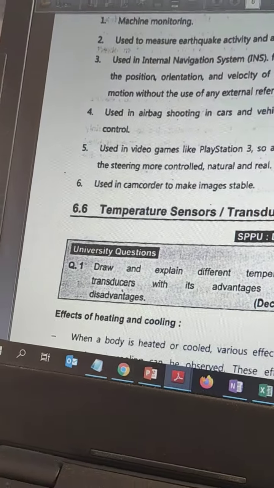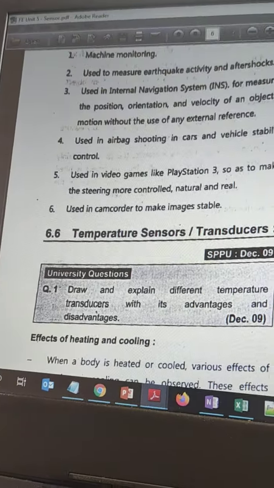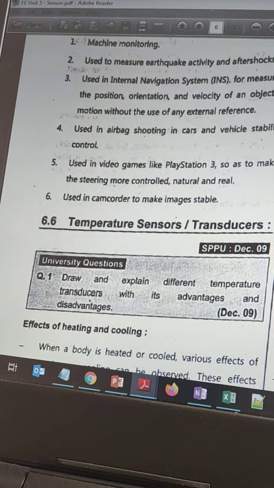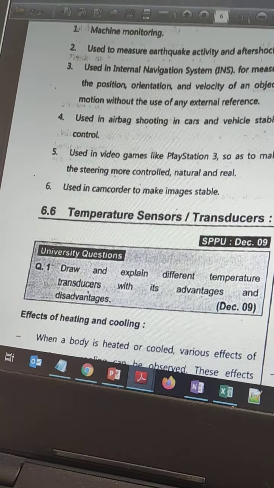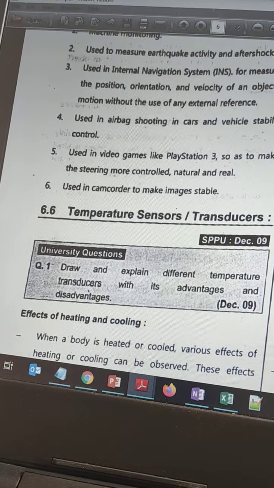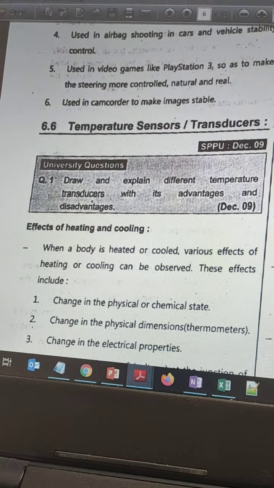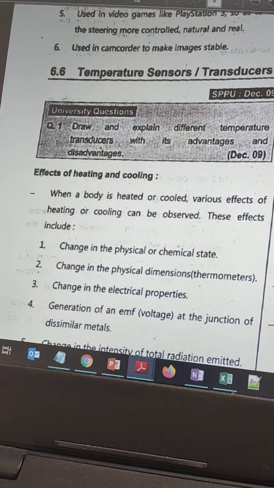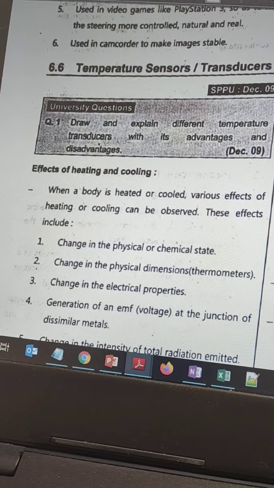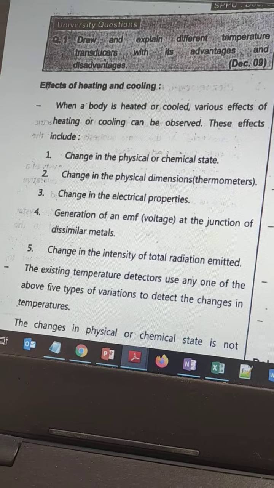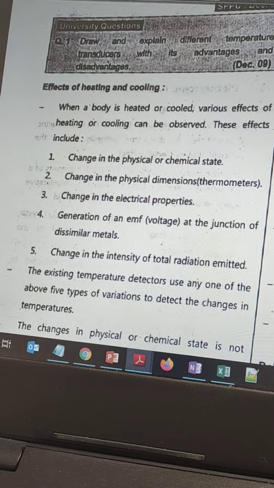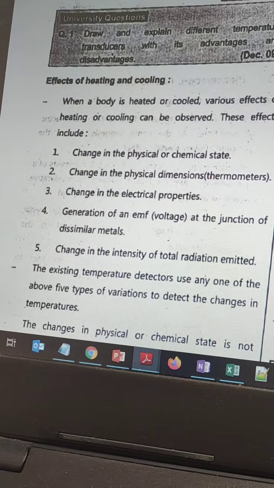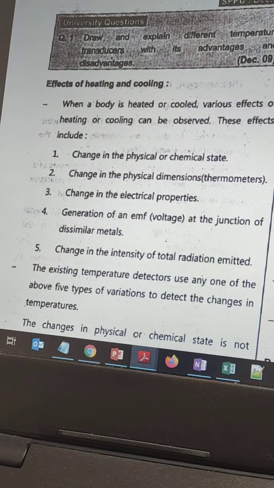The next topic is the temperature sensor, which we can also call a temperature transducer. This is also important. There are different types of temperature sensors that are used to sense temperature. When a body is heated or cooled, various effects can be observed: change in physical or chemical state, change in physical dimension, change in electrical properties, generation of an EMF at the junction of dissimilar metals, and change in the intensity of total radiation emitted.